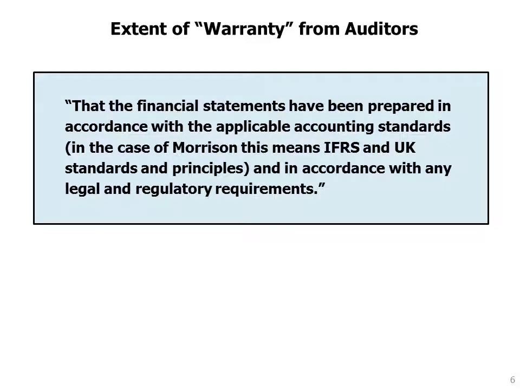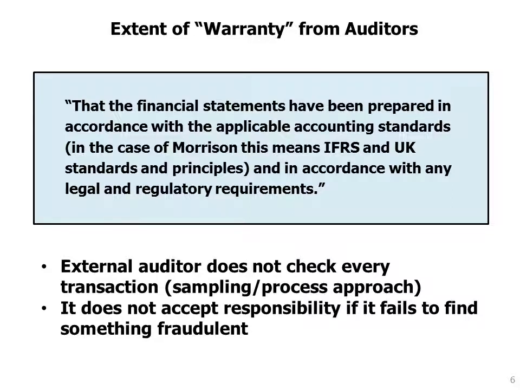And the extent of warranty from auditors. They're not saying they've been through it and checked every single transaction. This is what they are giving a warranty for: that the financial statements have been prepared in accordance with the applicable accounting standards. So in the case of Morrison's, that would mean IFRS and UK standards, principles and laws, and in accordance with any legal and regulatory requirements. External auditors do not check every transaction. They take a sampling approach. They look at a sample of business transactions and look at processes rather than looking at every single transaction. And they do not accept responsibility if they fail to find something fraudulent.